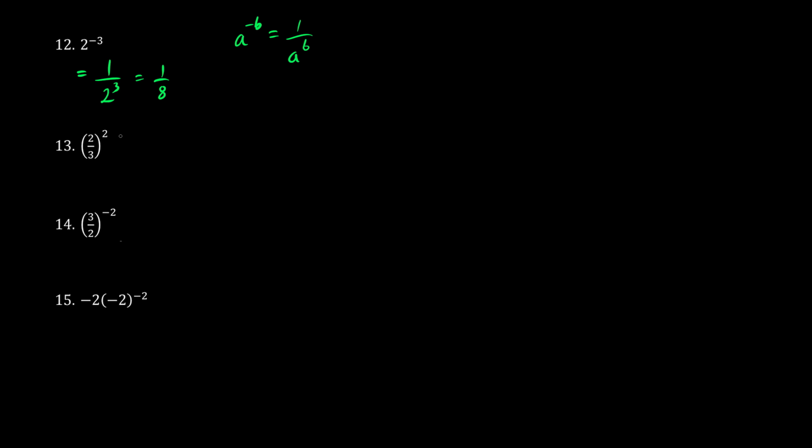Now what is 2/3 squared? We can simply write this out twice. 2/3 times 2/3 and multiply across. This would be 4 over 9. Or we could even spread the love, the exponent love, to the top and to the bottom. So this becomes 2 squared over 3 squared, which is 4 over 9.